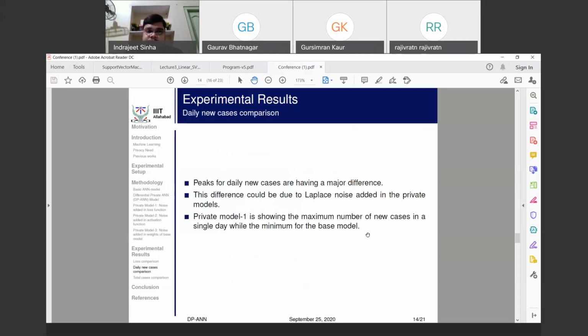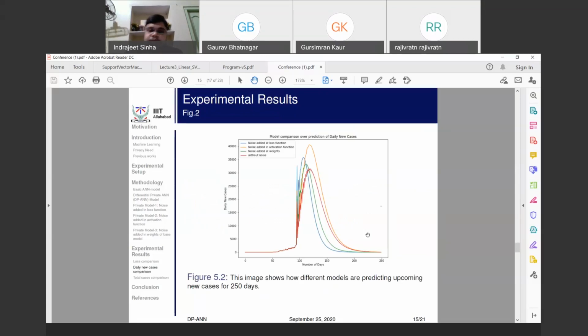Now, experimental results about daily new cases, we can see a minor difference. A major difference. This could be a Laplace. Here we can see that Laplace noise added at three loss function. Three models have shown differently. Noise added at weight is just above the baseline model, and noise added at activation function has the highest peak. Noise added at loss function is intermediate between noise added at weight and activation function, and the model without noise, our base model, has the least daily new cases peak.